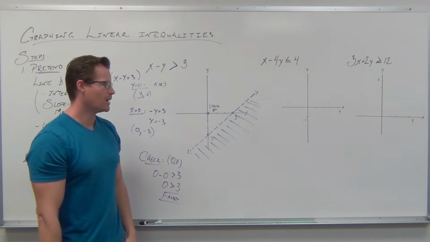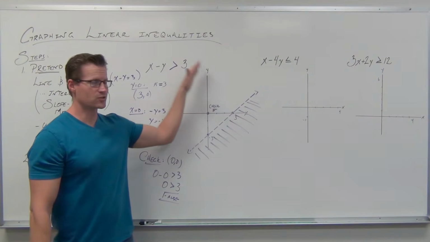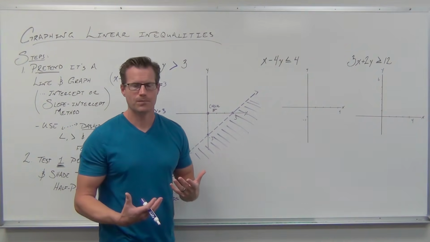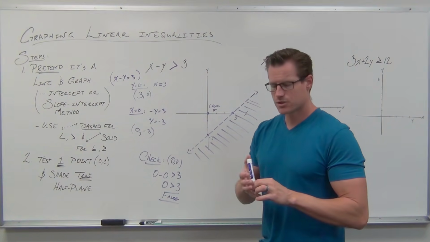I'll do a little recap. One big thing we can't do is just put a line up there and go, hey, it's greater than, shade up. That doesn't work hardly at all. It rarely works, especially with negatives flying up there. So be careful on that. So here's the big idea.